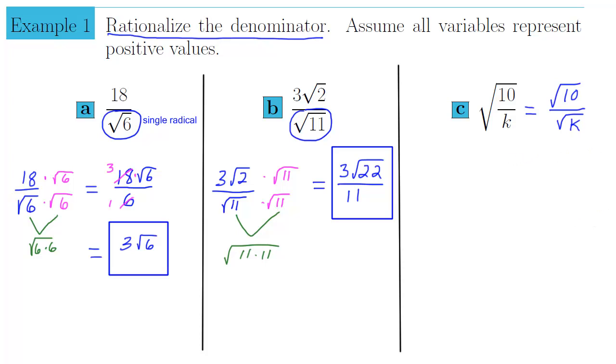Now at this point we once again have a single radical in the denominator. We have a root k. So to rationalize the denominator we have to get rid of this root k here. So I'm going to take root 10 over root k, and I'm going to multiply the bottom by root k to get rid of the square root, which means I also have to multiply the top by root k.